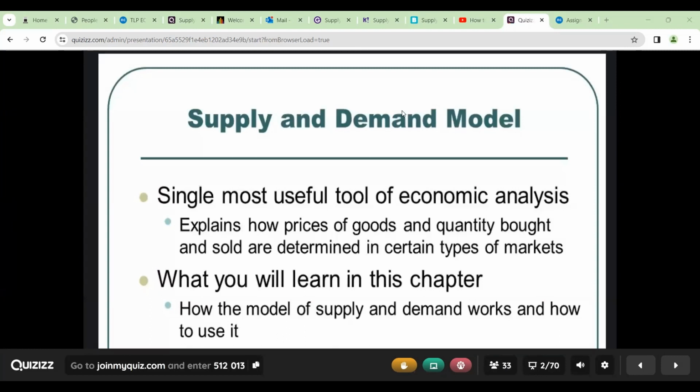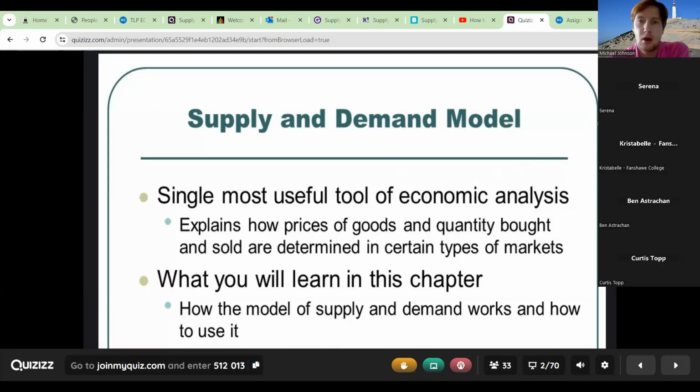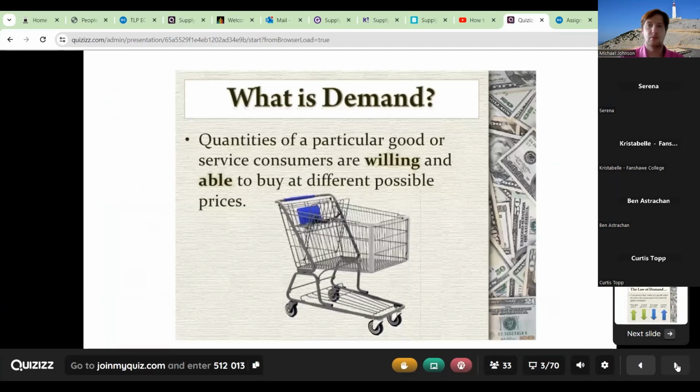Supply and demand model. It's the single most useful tool of economic analysis. It explains how prices of goods and quantity bought and sold are determined in certain types of markets. We're going to go through how supply and demand works and how to use it in this chapter. So what is demand? Demand is quantities of a particular good or service consumers are willing and able to buy at different possible prices.